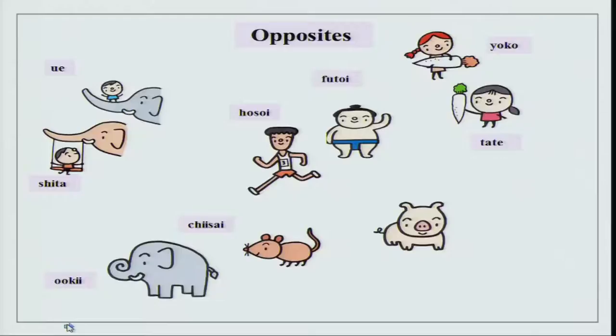Then we have buta-san, which is a pig looking at us with the nose right in front, which is mai. You have done this mai earlier. And then buta-san, and the tail is very clearly seen over here, which is back. So, you can see ushiro. So, well, you can practice all these. Ue, shita, oki, chisai, hosoi, futoi, mae, ushiro, tate and yoko. You can say these out aloud.